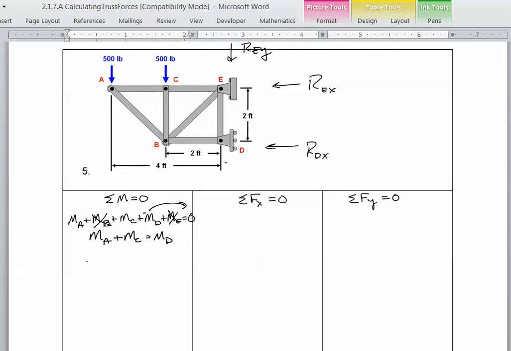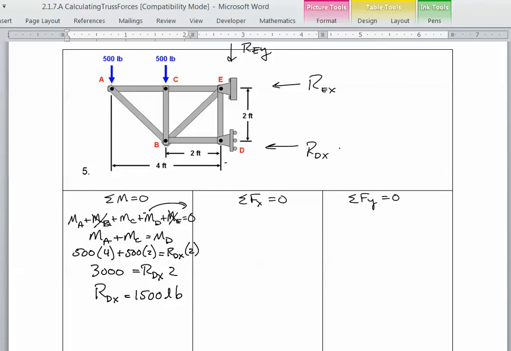So now I'll start putting these forces and distances in. The force is going to be 500 at A. It is a distance of 4 feet away. The force at C is 500. It's a distance of 2 feet away. And then the moment at D is going to be R dx, and it's 2 feet away. Well, this gives me 3,000 over here equals R dx times 2. R dx then has to equal 1,500 pounds. And that's just using the moment.